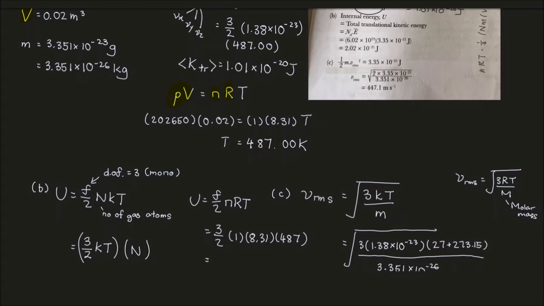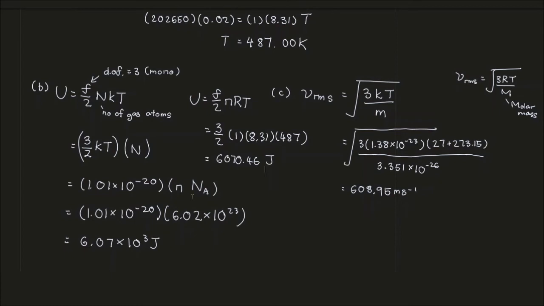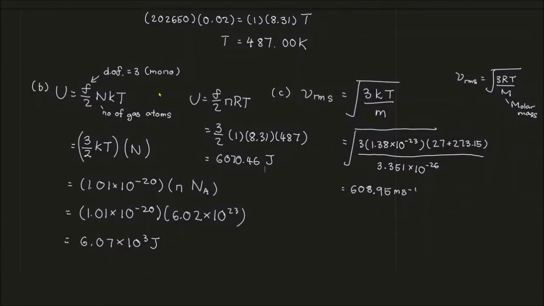So I get 6070.46 joule. Let's look at whether my answer is correct or not. Yes, it's the same thing, 6.07 times 10 to the power of 3 is the same answer. Because these two are actually the same formula, just one is in the per atom case, this one is in the per mole case. You can use anything you like, depending on what information you are given. So for this situation, I believe you can do both. So feel free to choose any formula that you prefer.